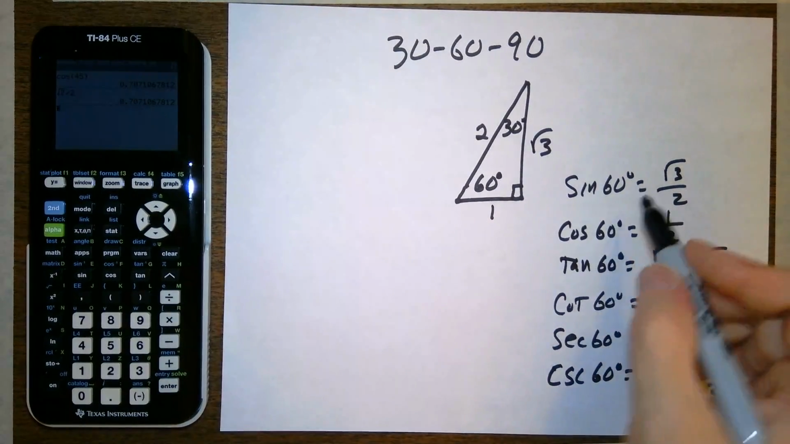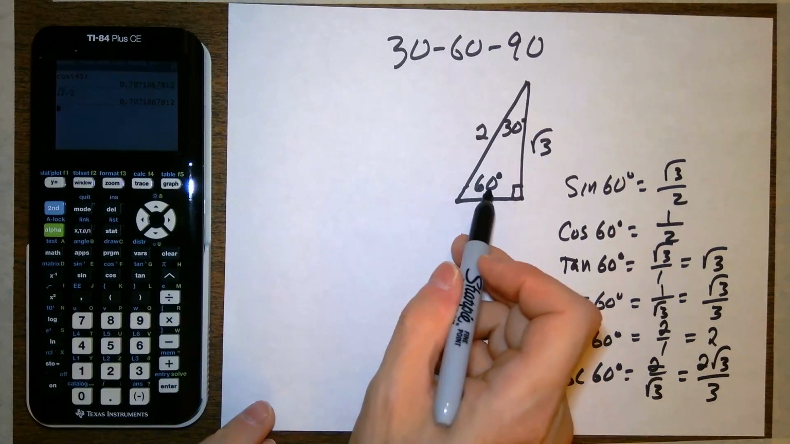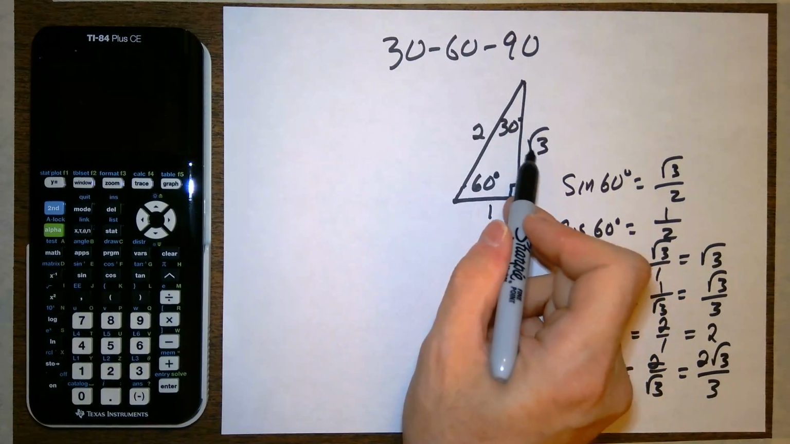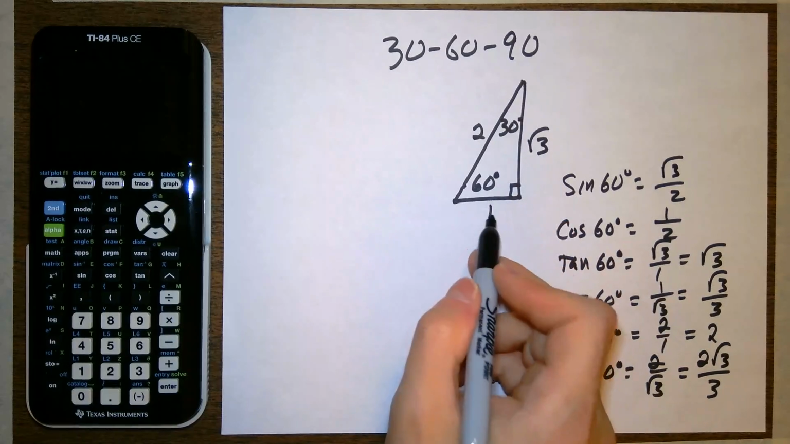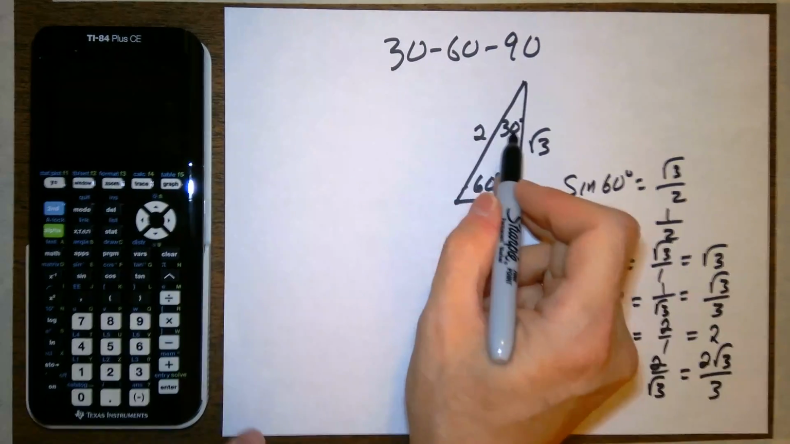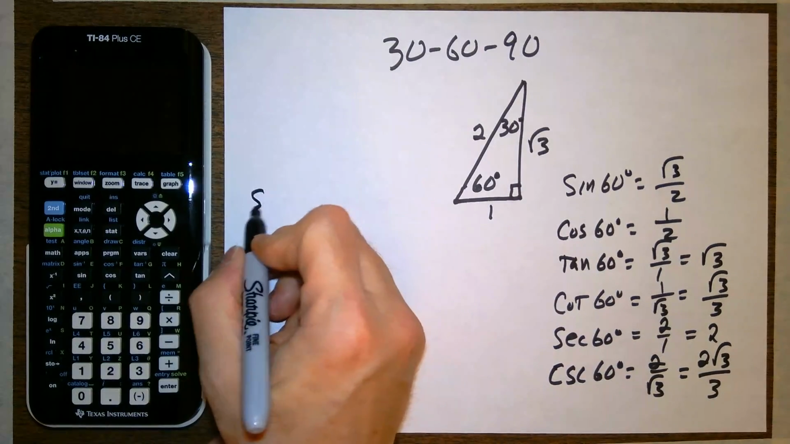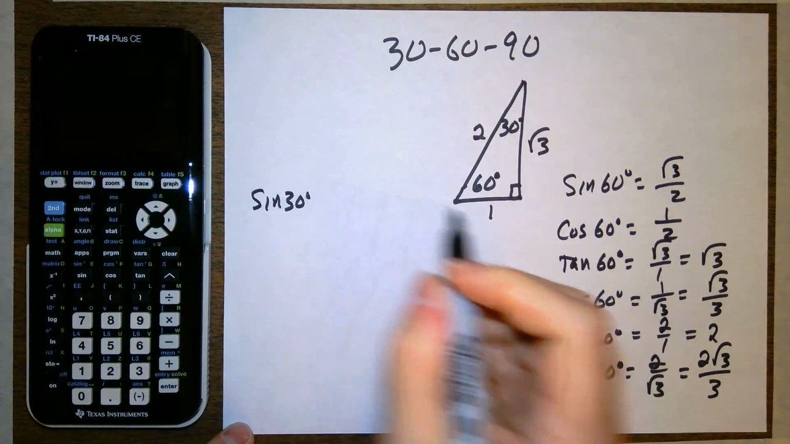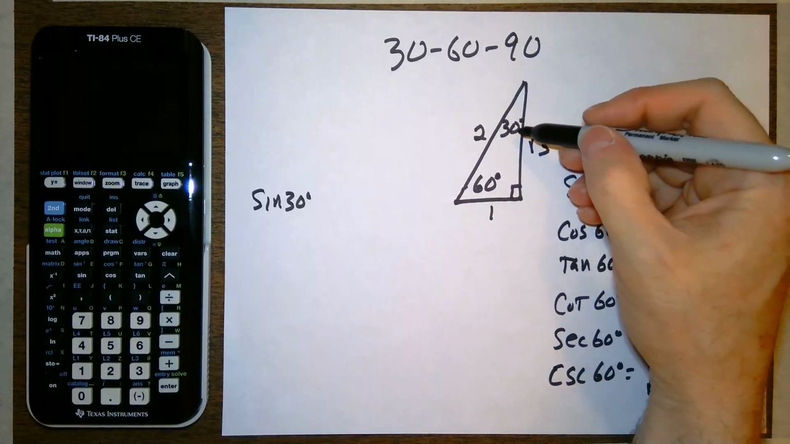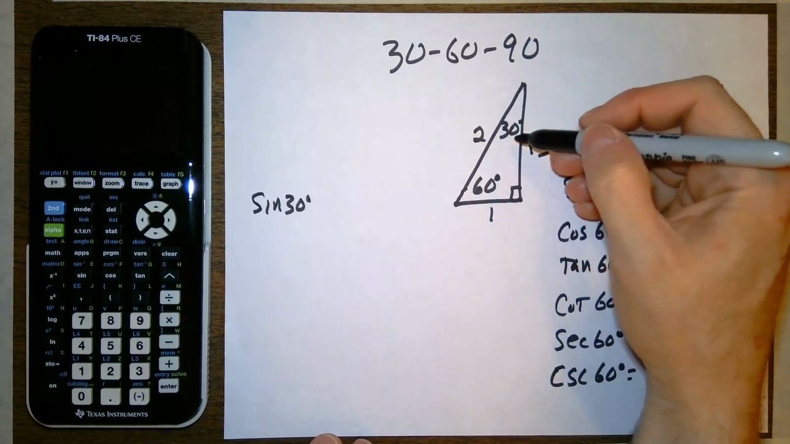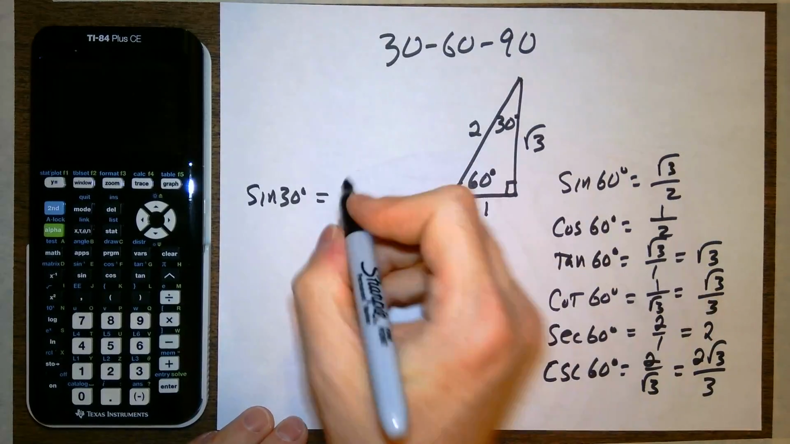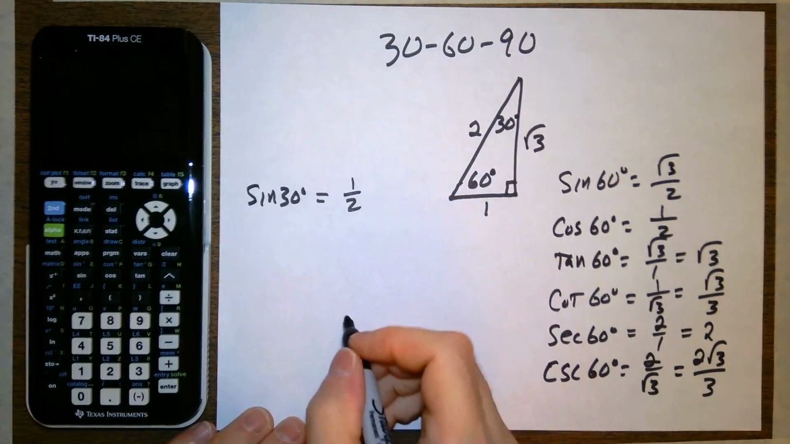I can do the same thing with 30 degrees. So looking here, when my reference angle is 60 degrees, my opposite is root 3, my adjacent is 1, the hypotenuse is 2. If I change the reference angle to 30 degrees, and I say, well, what's the sine of 30 degrees? I'm changing these. So sine is still opposite over hypotenuse, but now the 1 is opposite from 30 degrees. So opposite over hypotenuse is going to be 1/2.